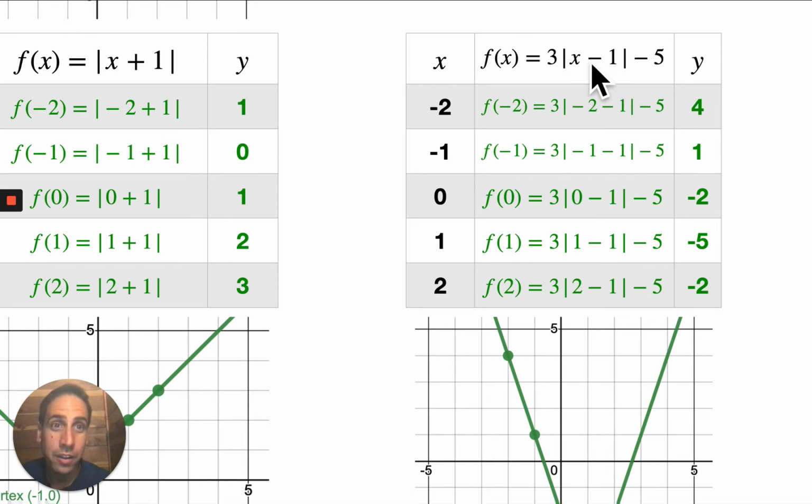The rule is defined as: take the input, first subtract 1, then take the absolute value, then multiply by 3, then subtract 5. Whew! Alright, here we go. Let's start with an easy number like 0.